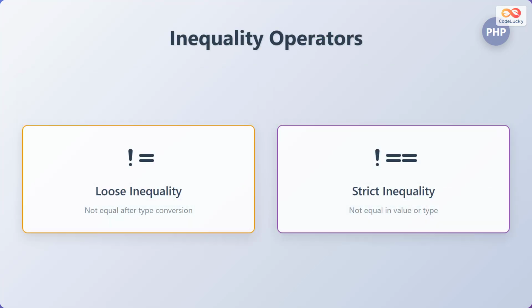Now let's see inequality operators in PHP. Similar to equality operators, there are loose and strict inequality operators. The loose inequality operator, represented by an exclamation mark followed by an equals sign, checks if two values are not equal after type conversion. The strict inequality operator, represented by an exclamation mark and 2 equals signs, checks if two values are not equal in either value or type without any type conversion.